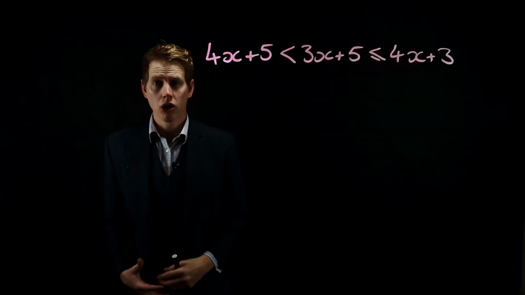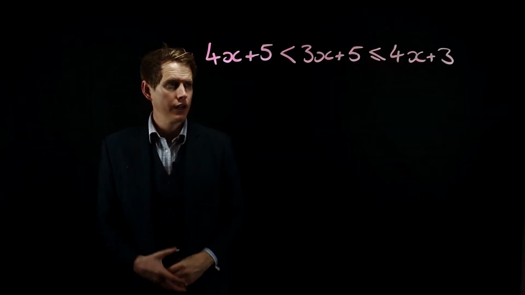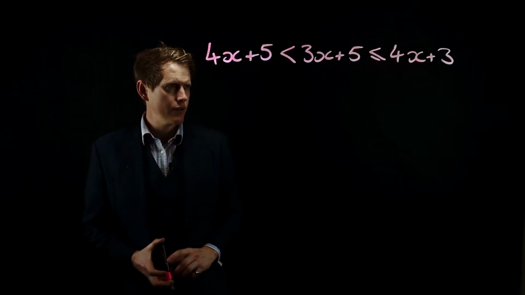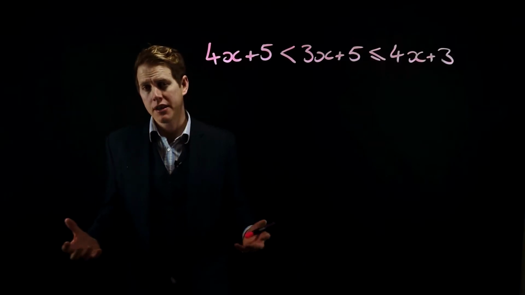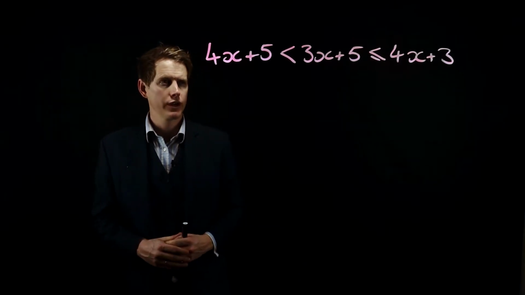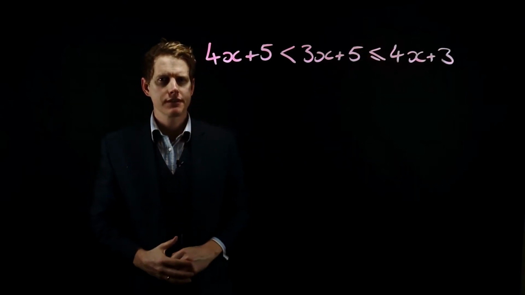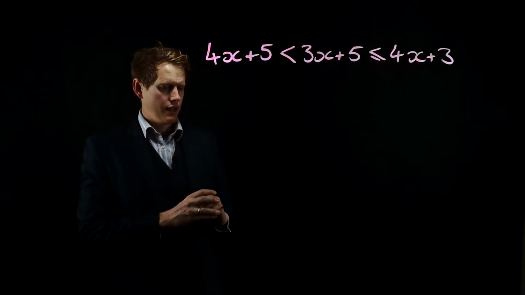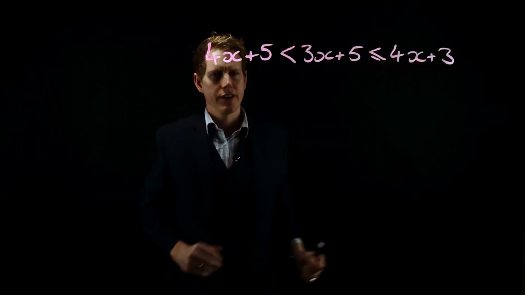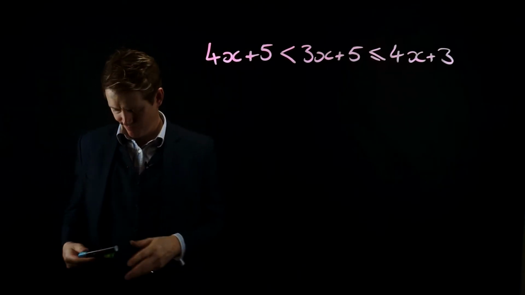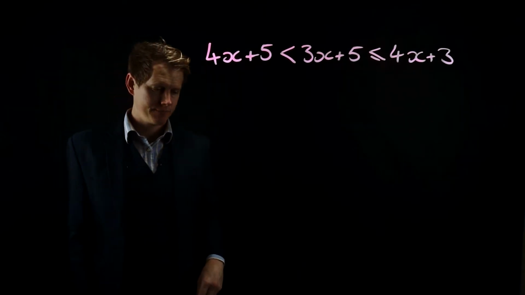Right, so an even more complicated question might ask you to solve this inequality. Now, in order to do this, I think the best way of doing it is by doing it in 2 parts. So, first of all, we're going to look at 4x plus 5 is less than 3x plus 5, and we're going to solve that inequality. And then we're going to solve this inequality. So we're going to do it in 2 parts. I'm going to use 2 colours. Let's use blue and green.